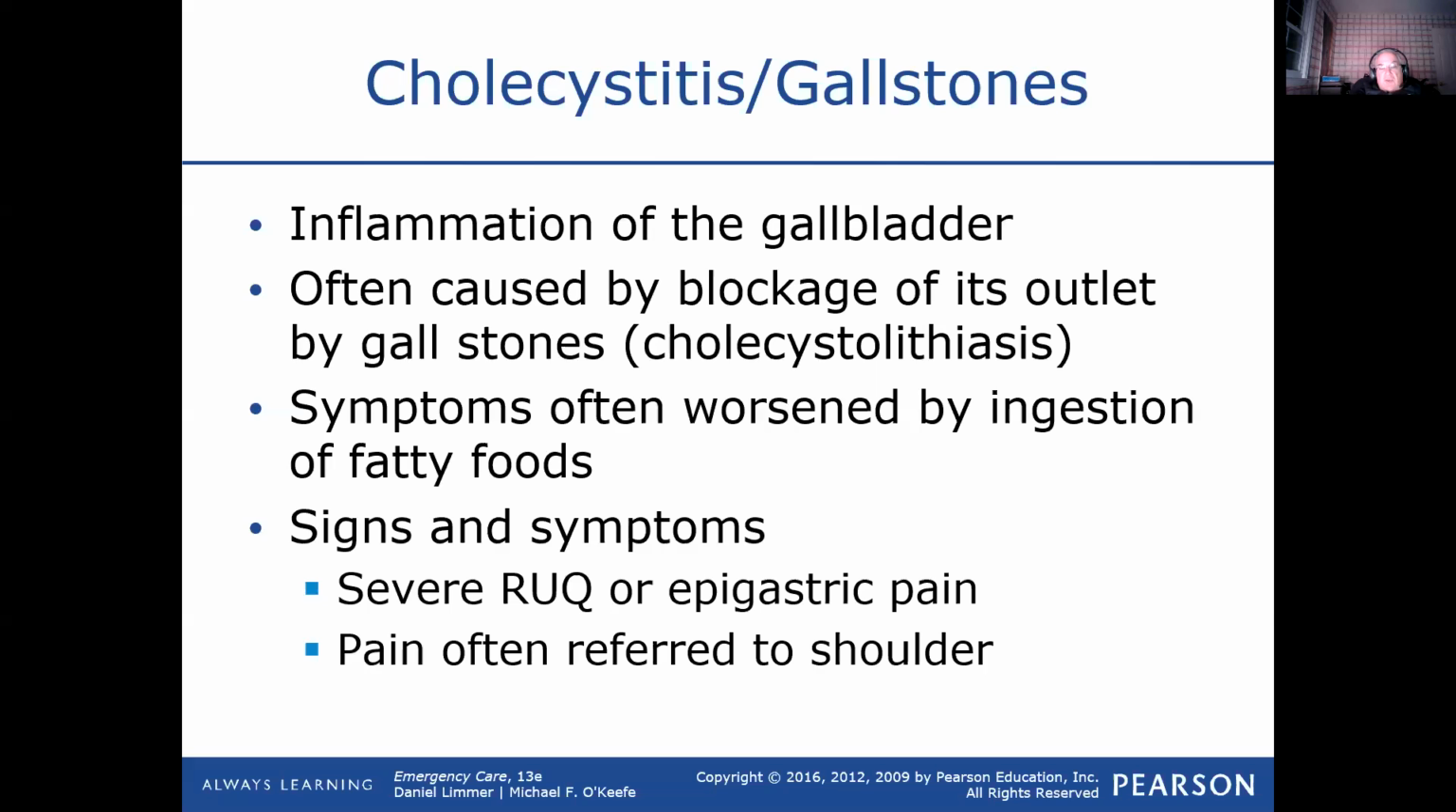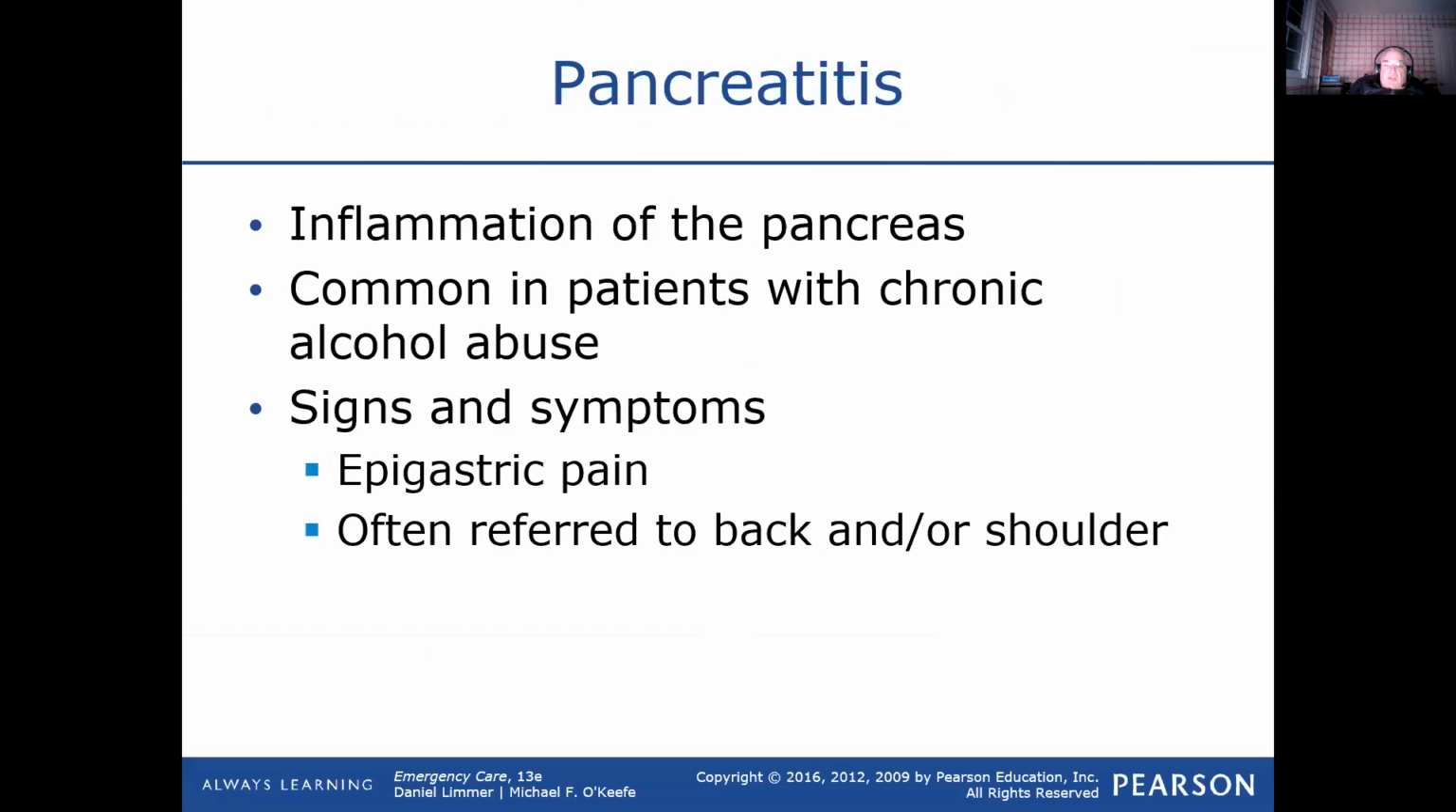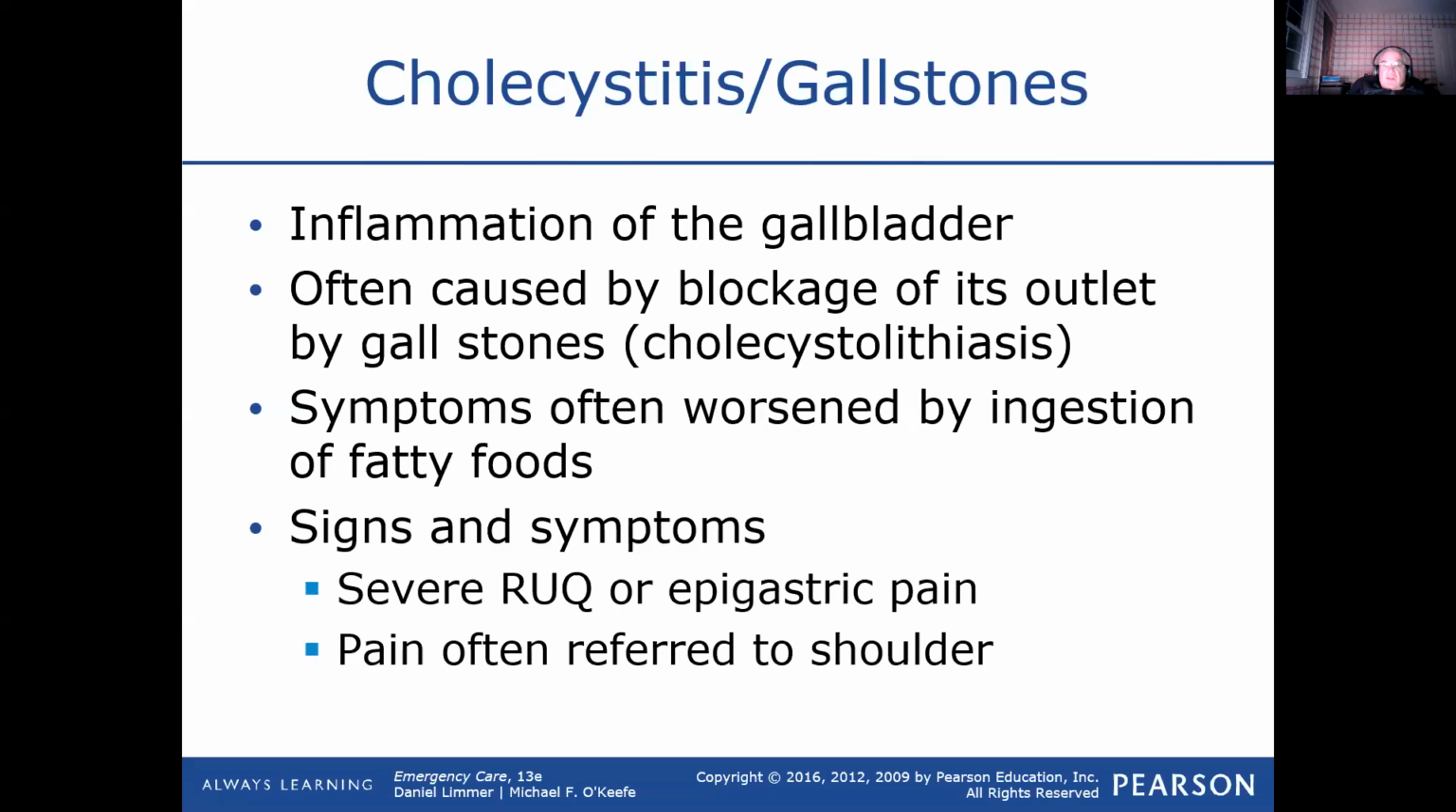A lot of times it's referred to the upper right shoulder. So again, just referred pain. Usually the story will be that they ate a dinner of fatty foods. Again, nothing that we would do for them, even on an ALS level. All we would do is give them IV fluids and pain medicine, but they just need to get into the hospital. Sometimes they need to go in and break down those stones. They have a procedure where they bounce sound waves off of it, not unlike with a kidney stone.